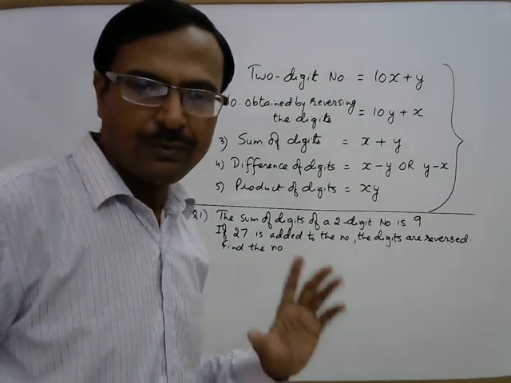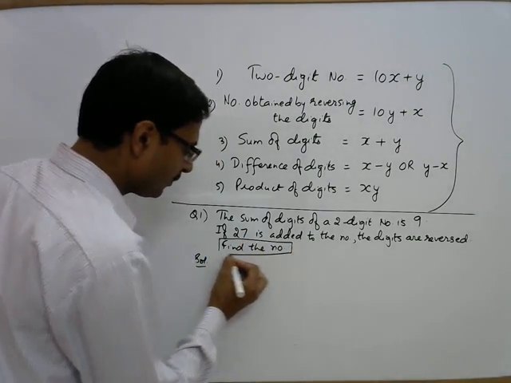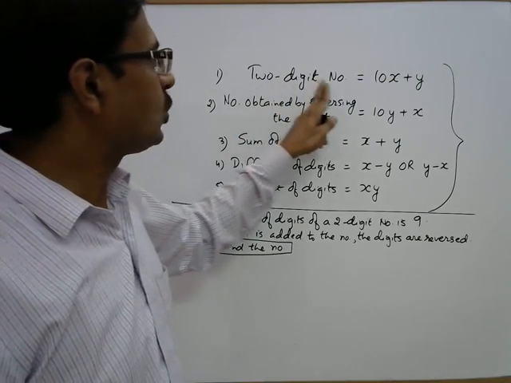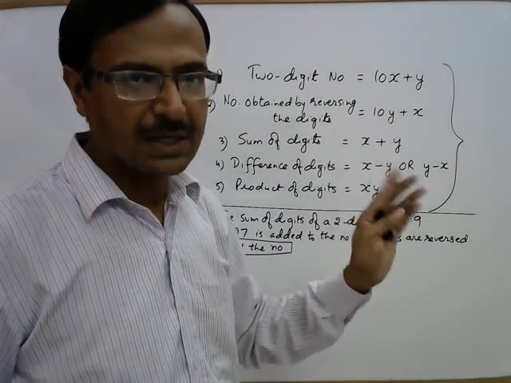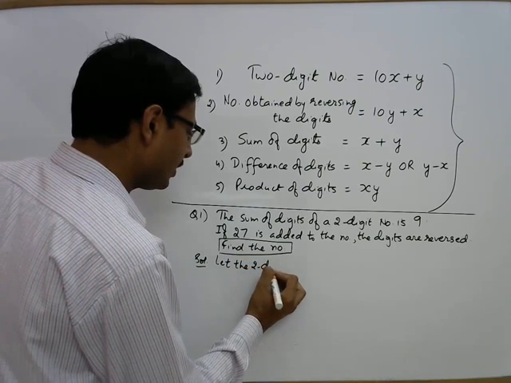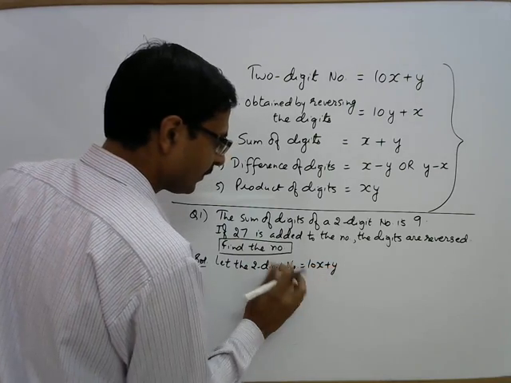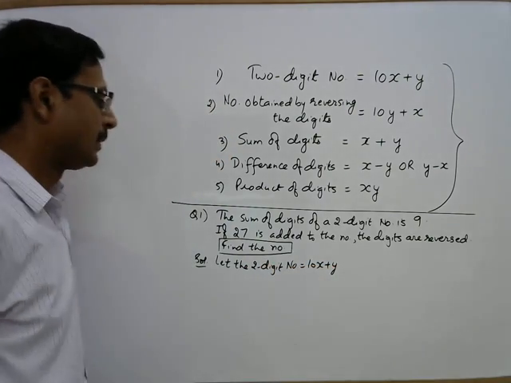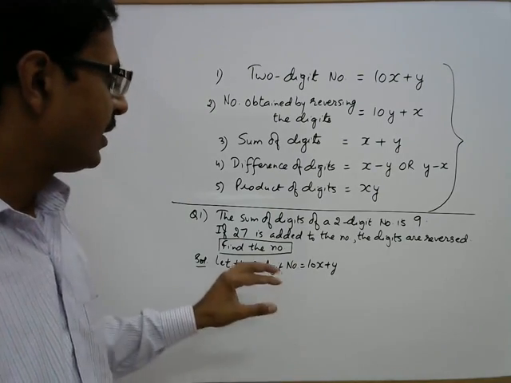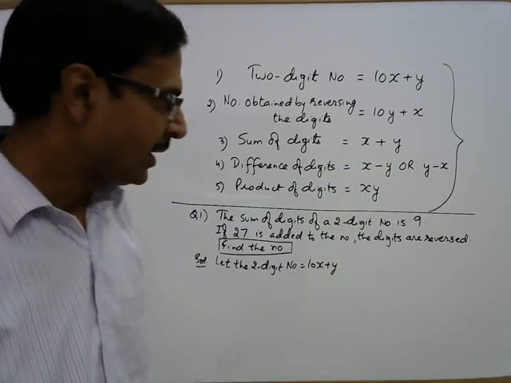Now see, we will go by the statement. We have to find the number. So whenever we have to find a two-digit number, we have to assume that the two-digit number is 10x plus y. So we will start the question like this. Let the two-digit number equal to 10x plus y. Remember students, if the digits are x and y, then the number is 10x plus y.